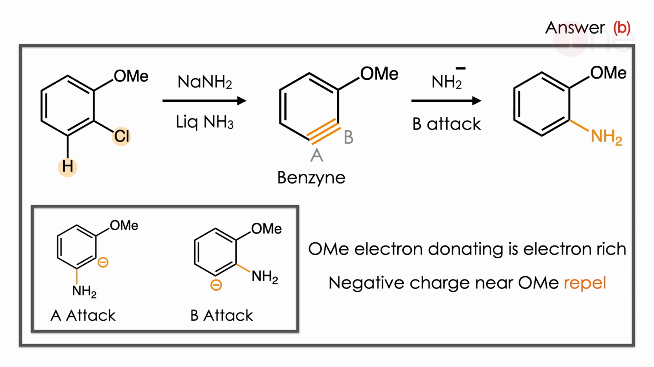The attack will be on the B side. Since the negative charge forms away from the group, B attack is the only possibility. So the product is the ortho-amino product. Why ortho-amino? You have to know the justification. The negative charge near the O-methyl group and the group repel each other. So the electron donating group and the electron rich charge cannot be near each other. So it is always B attack there.